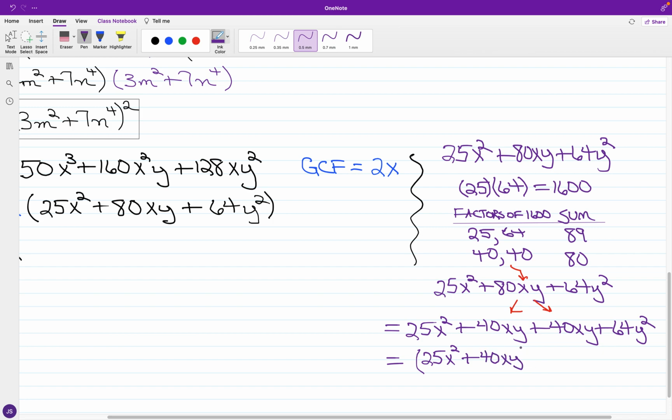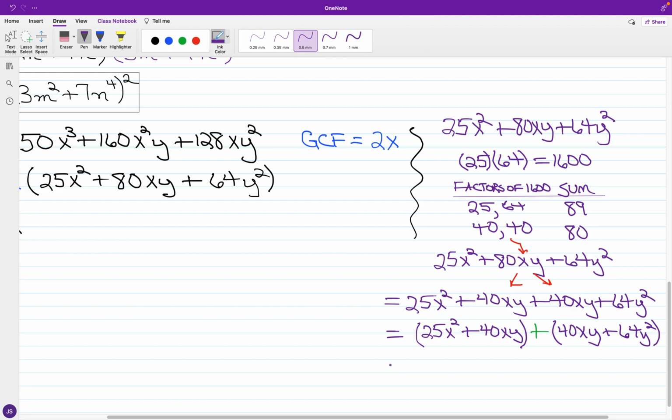Okay, so you have 25x squared plus 40xy, and followed by plus the quantity 40xy plus 64y squared, and we have in the case of factoring by grouping. Okay, so with 25x squared and 40xy, both of these have the variable x, and the highest number divisible is going to be 5. So the greatest common factor is going to be 5x.